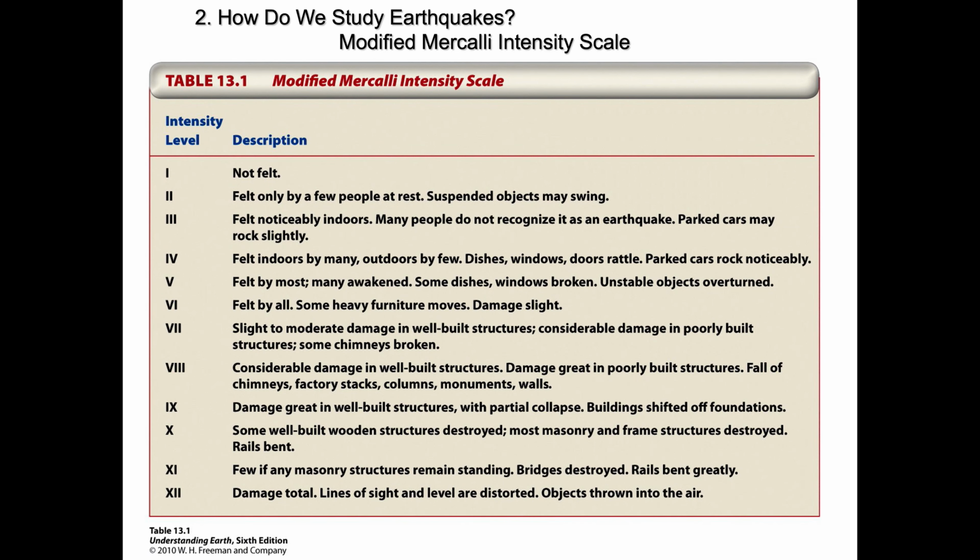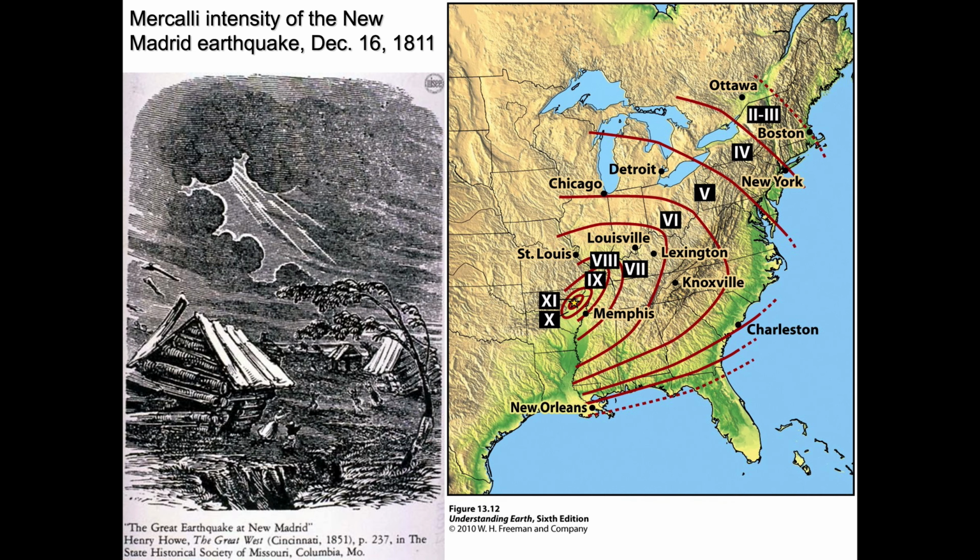Now, the New Madrid quake, again, the first big one was December 16th, 1811. It's depicted here in an article that was written a couple decades later, 1851. At least it was published then. New Madrid is located right here. This is in what's called the boot heel of Missouri, the little boot heel shaped thing that sticks down into Arkansas or towards Arkansas. So the slip occurred here.